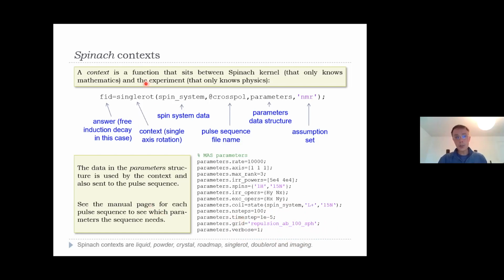So there are other contexts. There are liquid, powder, crystal, rod map. This is a carefully controlled positioned crystal. Double rotation for double rotation probes, and imaging. This is for diffusion flow, hydrodynamics, and other things to do with MRI.